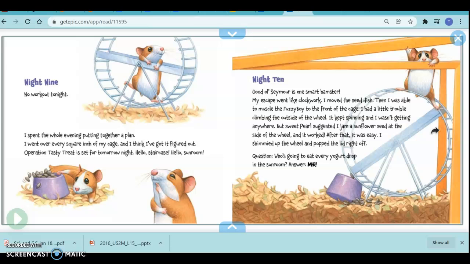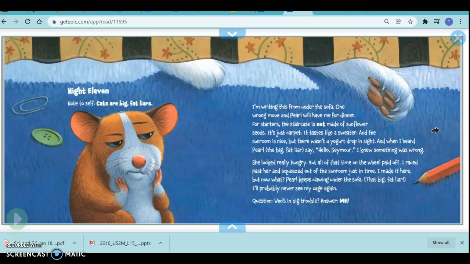There's one of the big events. He escapes from his cage. But then he realizes that Pearl was tricking him this whole time.